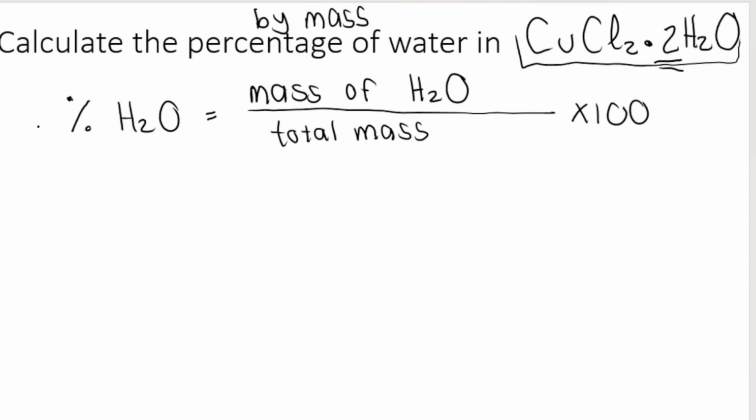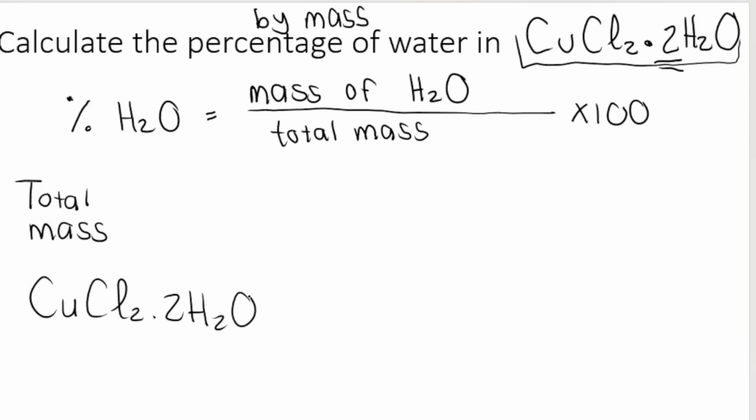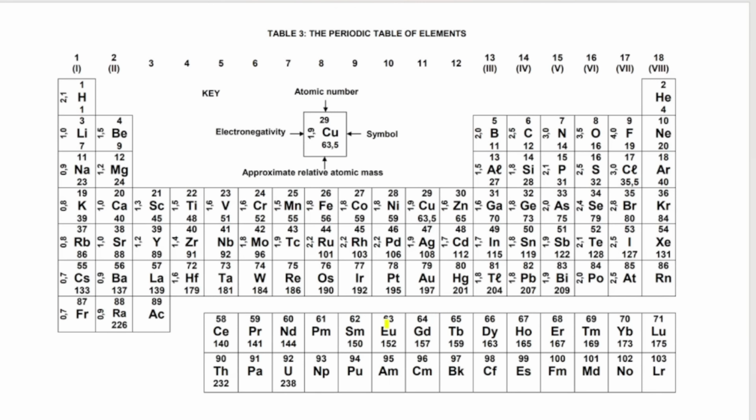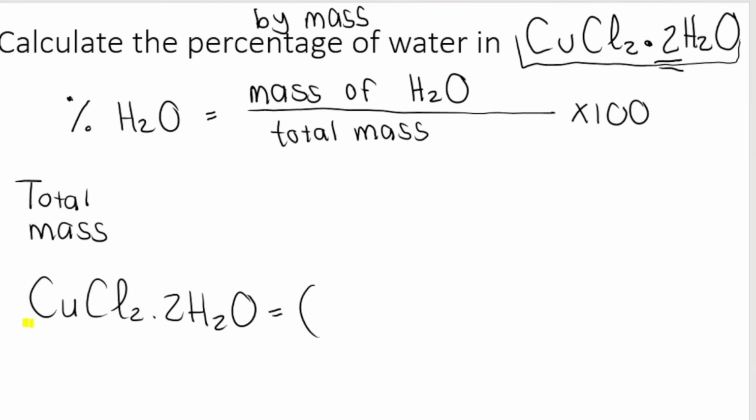Now, the first thing that I'm going to do is look for the total mass. I always do percentage composition by looking for the total mass of the compound first. Now, when I say total mass, I'm looking at CuCl2.2H2O. When looking for this mass, we're going to take the atomic mass of copper. You look at your periodic table to find this. The atomic mass numbers are the big numbers. So for copper, it's 63,5. And if you look at your compound, you only have 1 copper atom, so it's just 63,5. Then we're going to add the atomic mass number of chlorine.